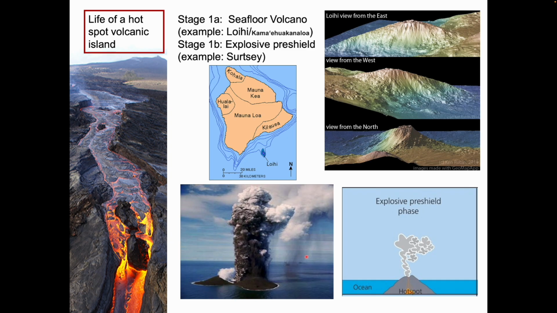This picture is a place called Surtsey, which is to the south of Iceland, and this is one of the rare occasions where we've actually witnessed this explosive pre-shield phase. It erupted in the 1960s and 70s, creating a series of volcanic islands in the middle of the Atlantic Ocean. Over time, Kamaehuakanaloa will reach the surface and will reach this explosive pre-shield stage, or phase.